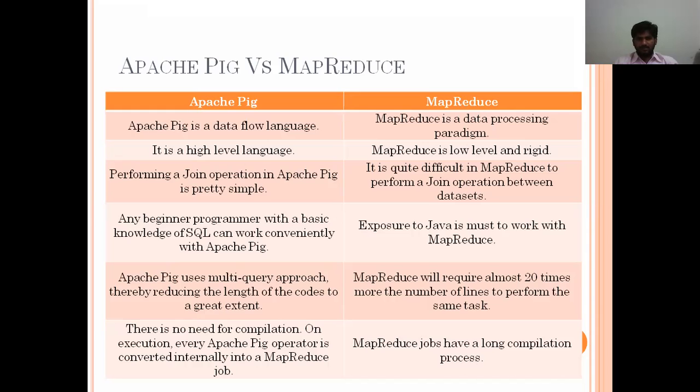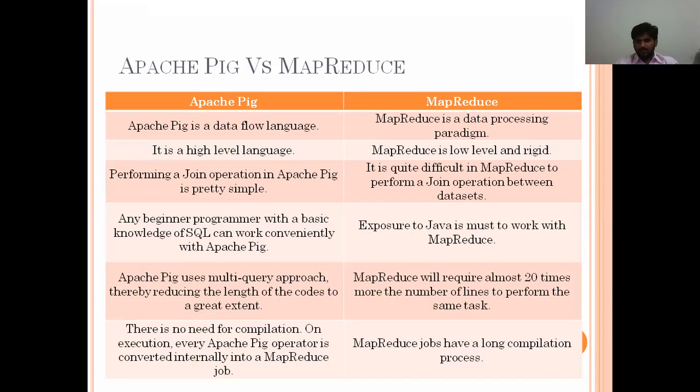Any beginner or programmer with basic knowledge of SQL can learn Apache Pig. But in MapReduce, they must know Java, the rich set of Java. They have to know Java fully, and only then can they perform MapReduce. Apache Pig uses a multi-query approach, thereby reducing the length of code, the LOC, to a great extent.